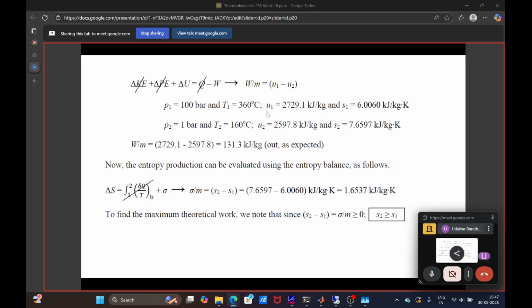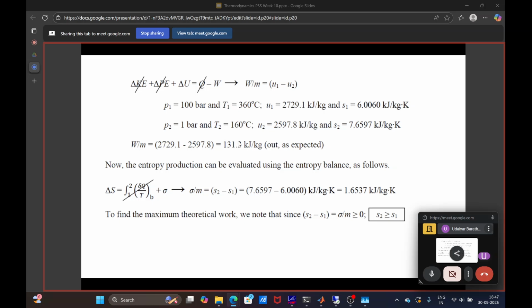So when the expander is working between a pressure of 100 bar and 360 degrees Celsius to the final pressure of 1 bar and 160 degrees Celsius, you generate a work of 131.3 kilojoule per kg. This is the amount of work which is actually expected out of the expander.